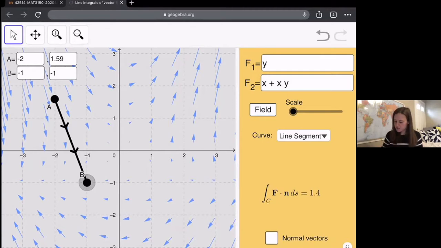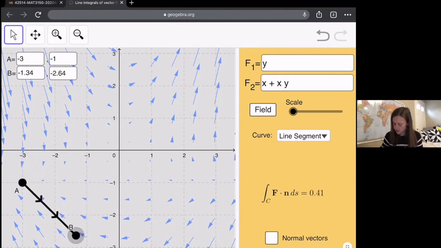If I rearranged this so that the wind was blowing against the track, so if I came down into this region, and now the wind is blowing up and the train is trying to go down, we would get a negative work. So the work the wind is doing is against the flow of the curve. And this is what it's going to calculate.